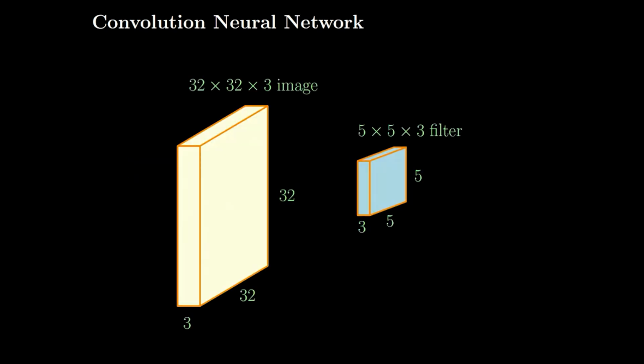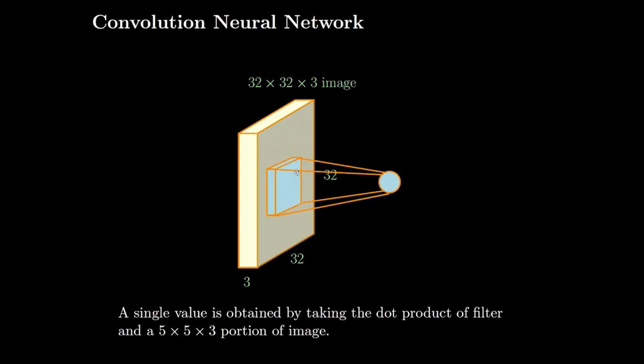So, what happens during convolution? Given a 32 cross 32 cross 3 image as seen before, let us consider a filter of size 5 cross 5 cross 3. This filter is moved all along the image, starting from the topmost corner to the bottommost opposite corner. For each location at which the filter is placed, we take the dot product with the corresponding values of the image and obtain a single output value.